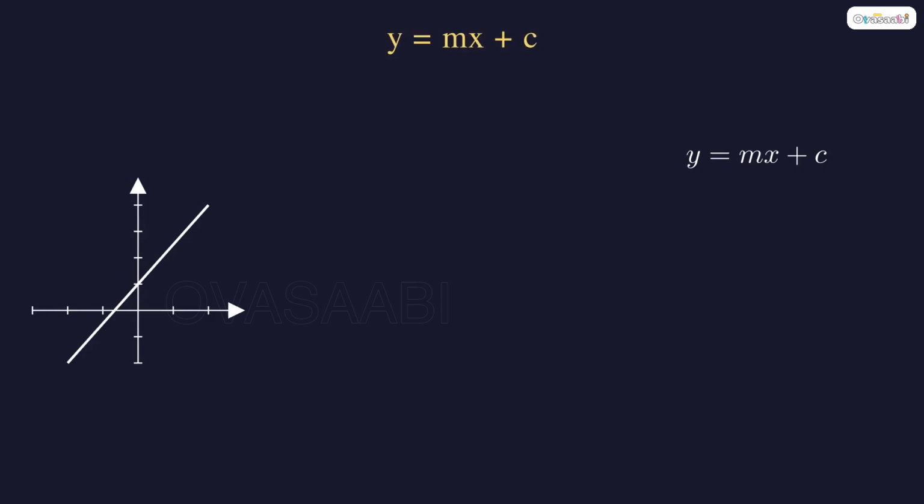The equation of a straight line is y equals mx plus c. Here, m is the gradient, how steep the line is, and c is the y-intercept, where the line crosses the y-axis.